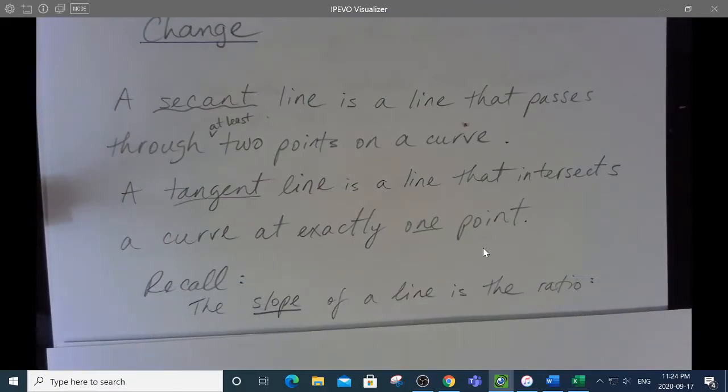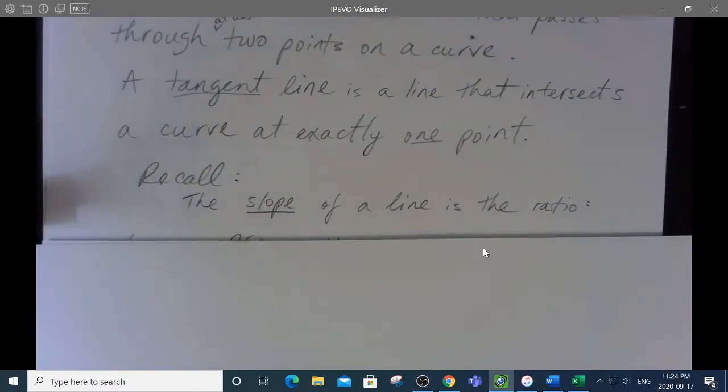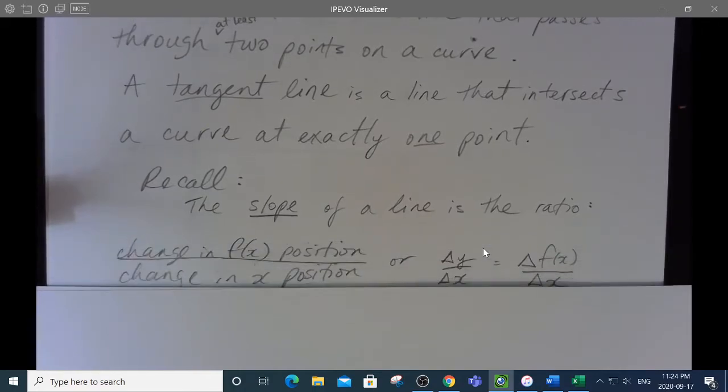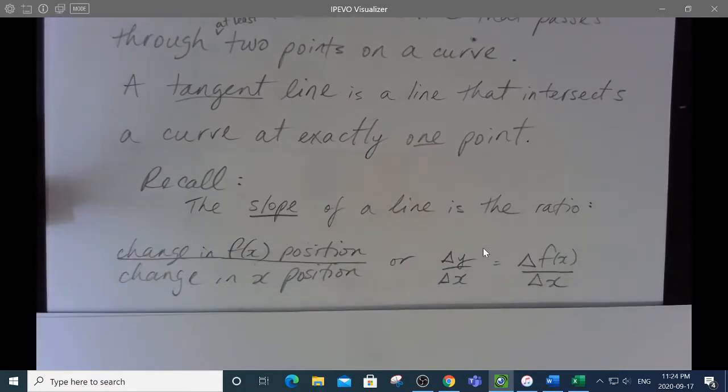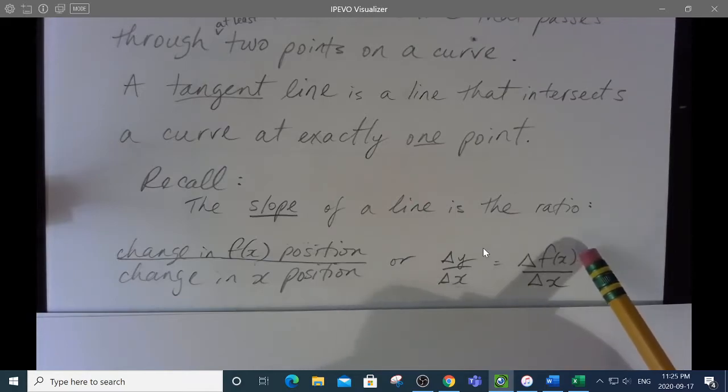Let's recall, the slope of our line is the ratio, what you used to call change in y position. I just said f of x there. I hope you realize f of x and y are kind of interchangeable in the language of polynomial algebra and calculus. Change in y position divided by change in x position. Some people would call that delta y over delta x. Delta is a symbol that means change in math, physics, chemistry. And I could also say it's delta f of x over delta x.